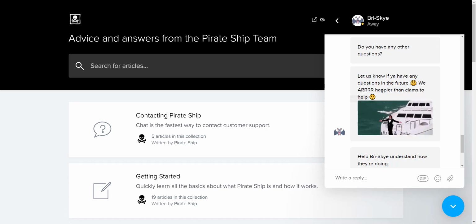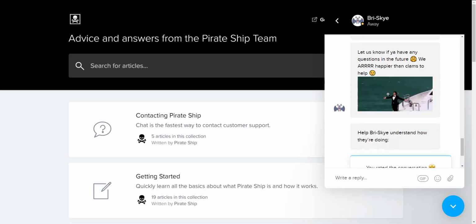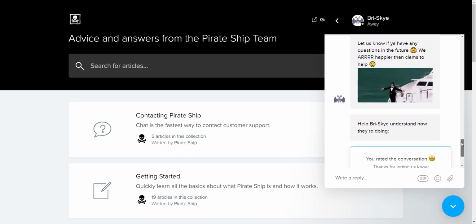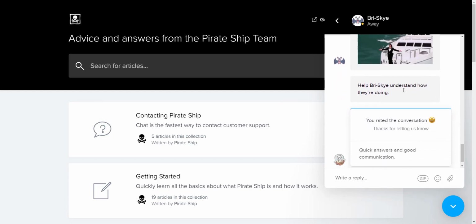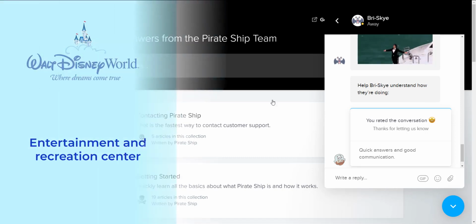We are happier than clams to help. So now they're adding humor and they're closing with this animated GIF. I just think it's funny. And then of course the rating prompt came on. Of course, I'm just like, yeah, totally. I rated that conversation a home run. Right? So they got me hook, line, and sinker.